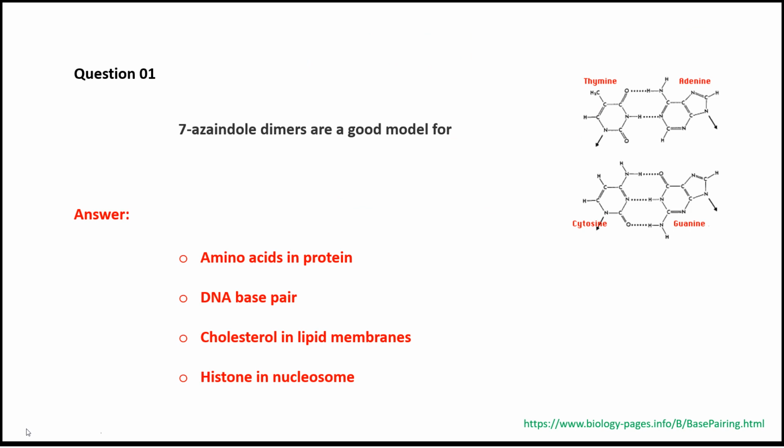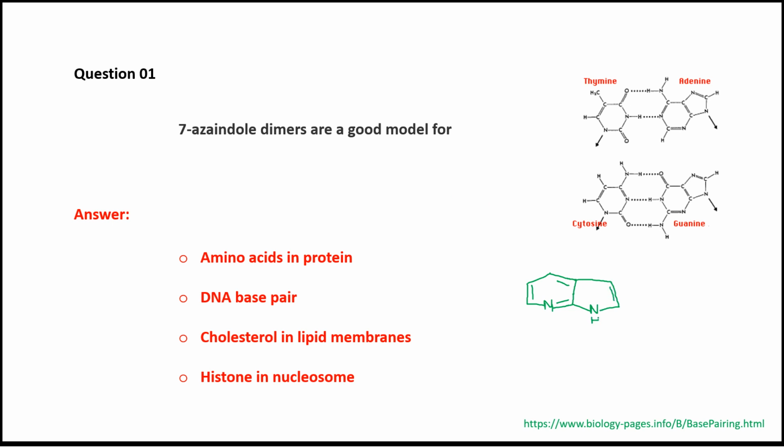First, let us know what is the 7-azaindole dimer, and then we'll come to a conclusion how it is similar to what. We'll draw the 7-azaindole dimer. As the name suggests, it has an indole ring and also a nitrogen. This is the structure where you have a six-membered pyridine ring like this, and there is one more indole ring connected to it.